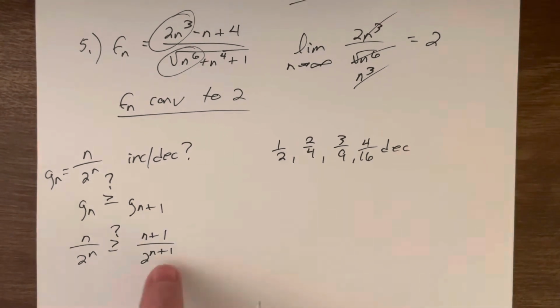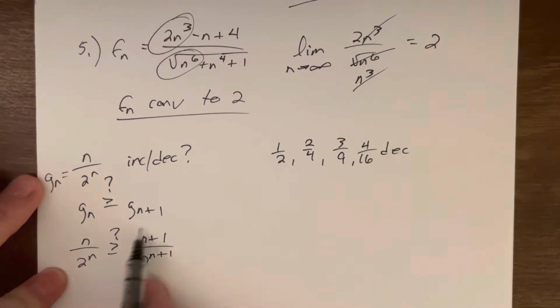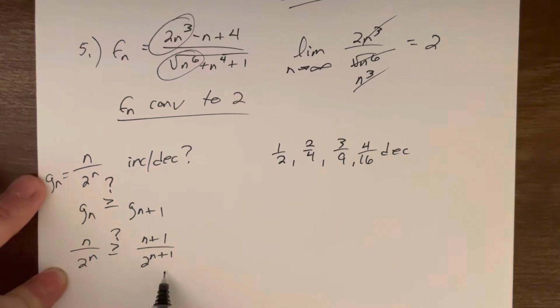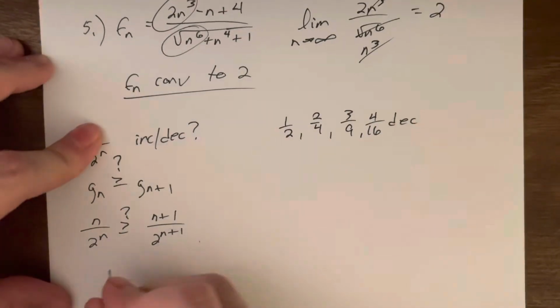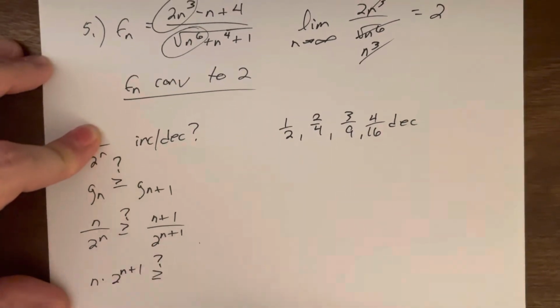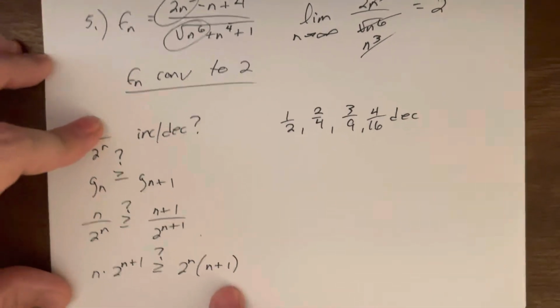I just wanted you to see one that has a little more algebra. Once again, we can't make a conclusion here. This is the bigger numerator, so it feels like the bigger fraction, but it has the bigger denominator, so it feels like the smaller fraction. Still cross multiply. N times 2 to the n plus 1. Is that bigger than 2 to the n times n plus 1?